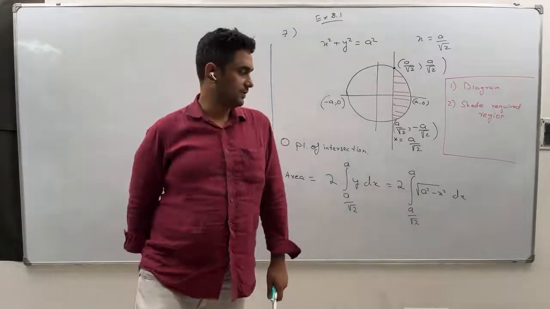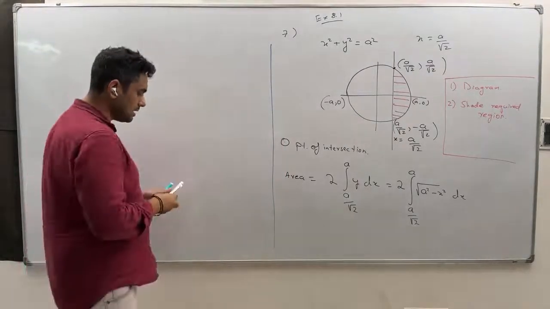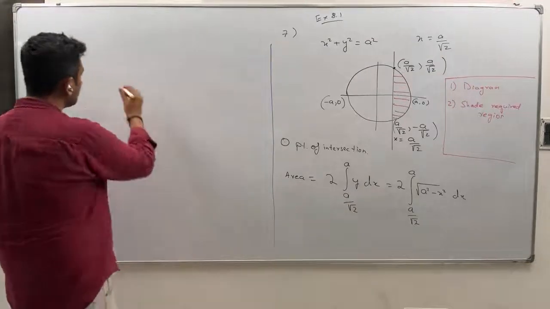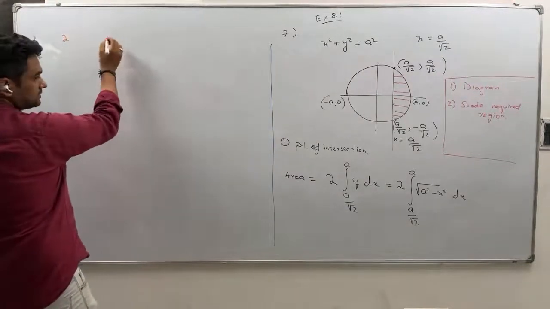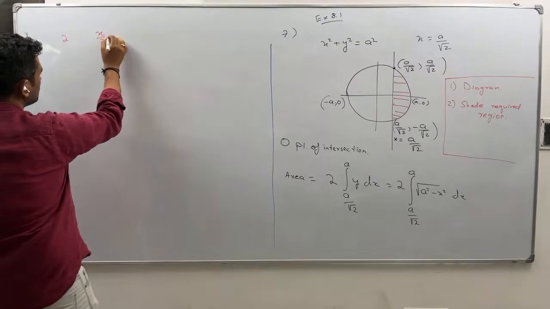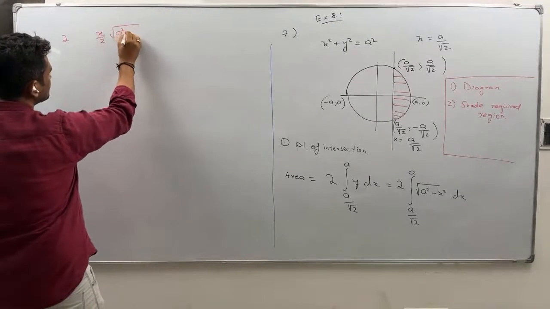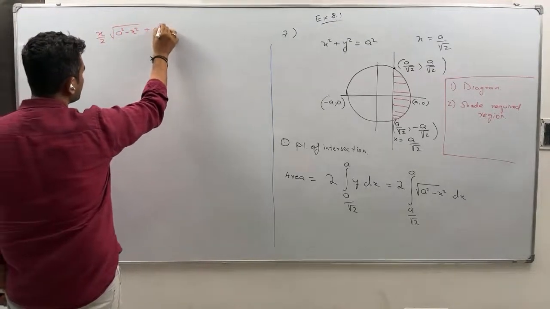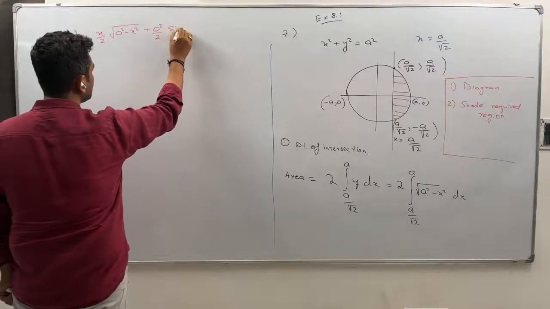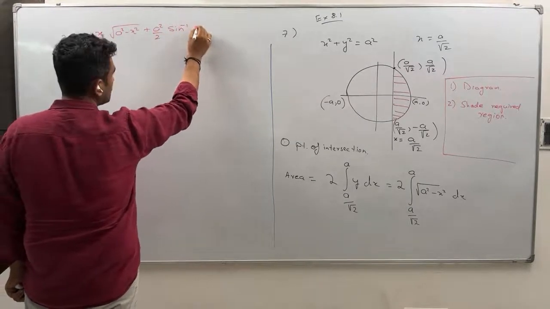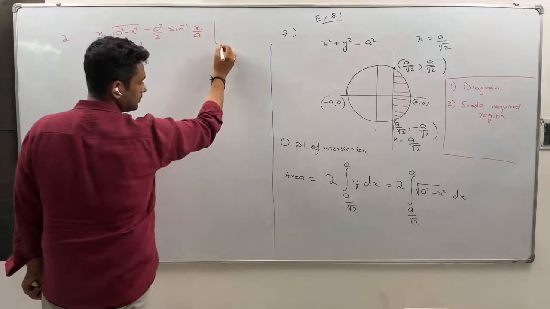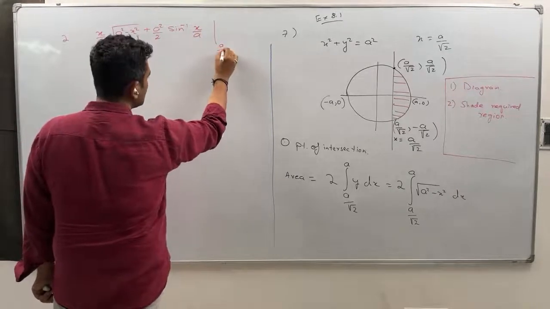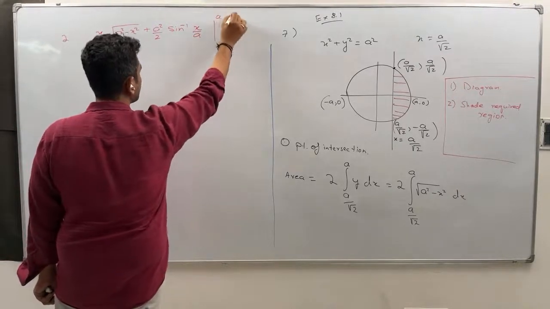So this is what we will get. Now using the formula, this will come out to be 2 times the integral, which will be x by 2 root over a square minus x square plus a square by 2 into sine inverse x by a, and we have to put the limit from a by root 2 to a.